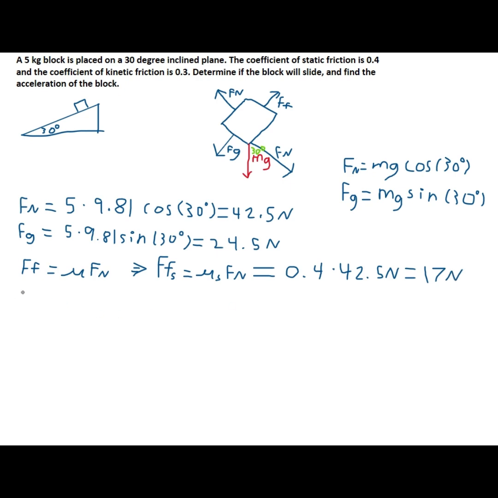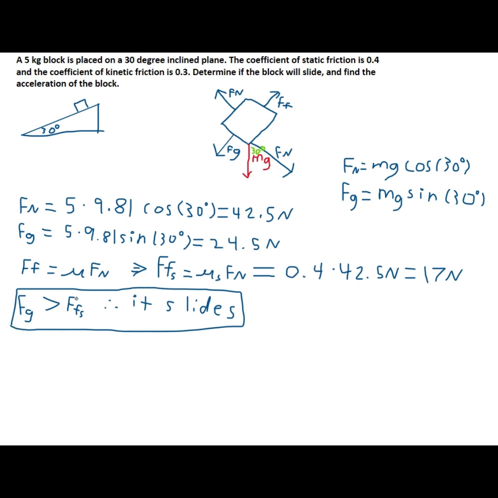Now, this means that the force of gravity is greater than the force of friction, the static force of friction. Therefore, it will slide. The force of gravity is greater than the force of static friction because the force of gravity was 24.5 newtons, while the force of static friction was only 17 newtons. So 24.5 is greater than 17.